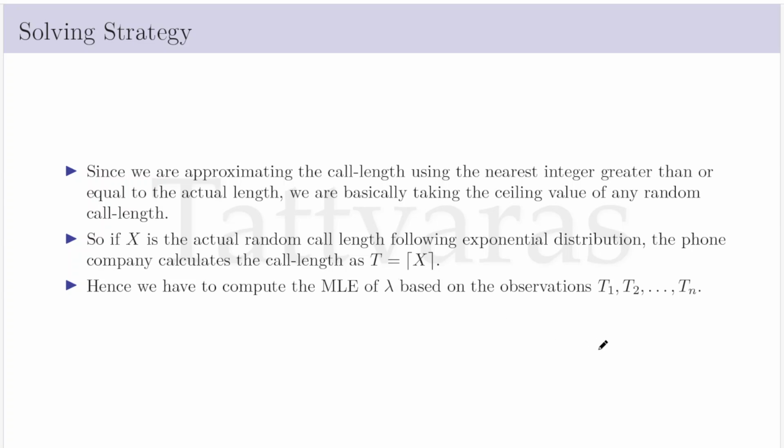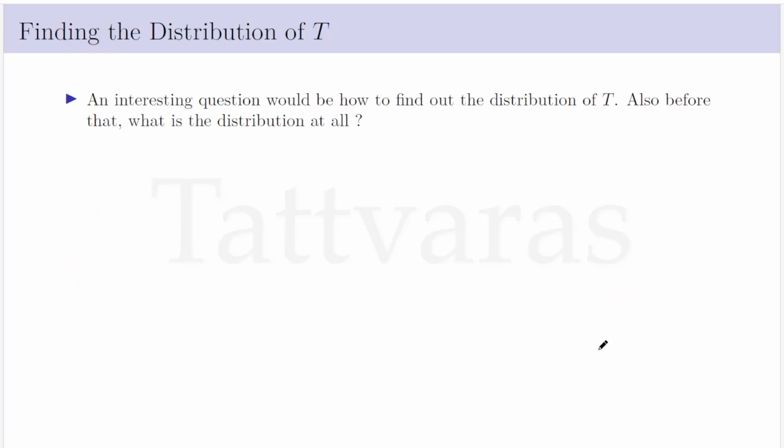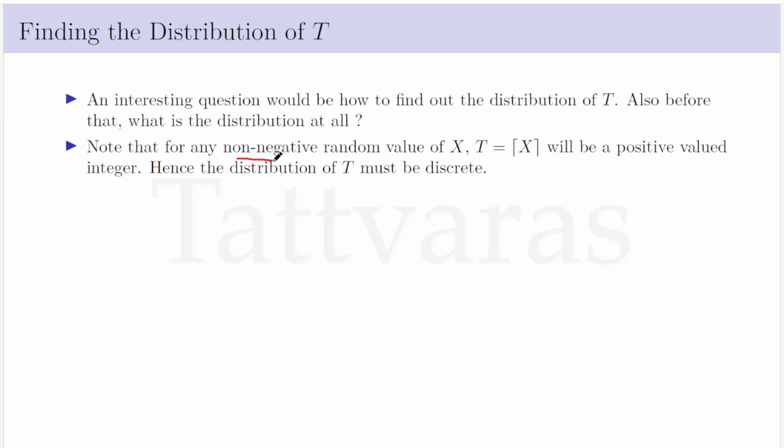To maximize the likelihood, we need the likelihood. To calculate the likelihood, we have to know the distribution of t. Finding the distribution of t is actually simple. For any phone call length, t will be a positive integer, right? For any non-negative random value of x, t, the ceiling of x, will be a positive valued integer. So the distribution of t must be discrete, and it should take values 1, 2, 3 up to infinity.